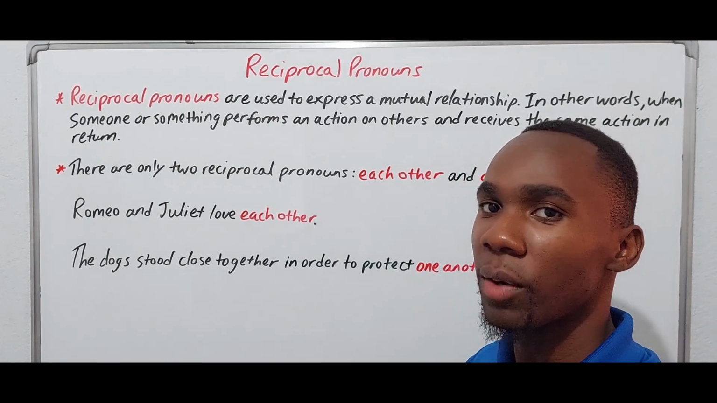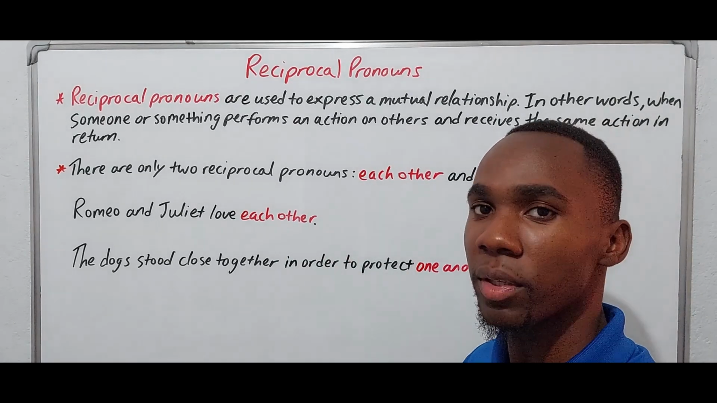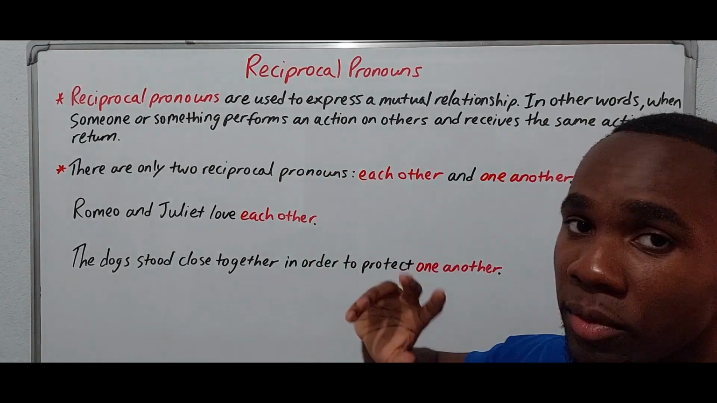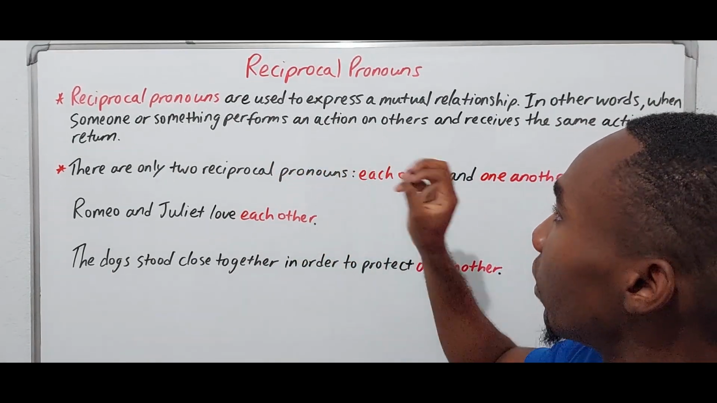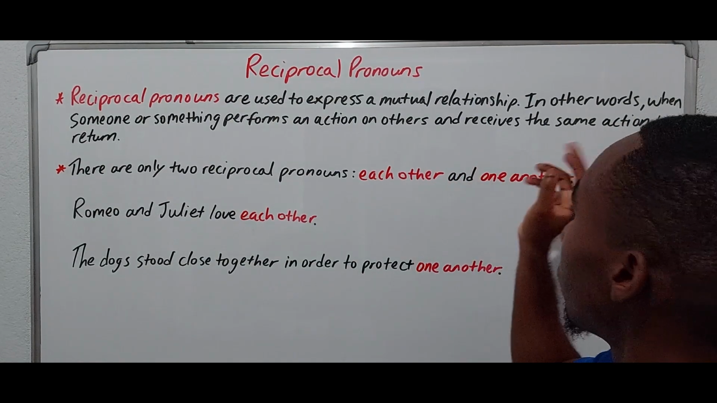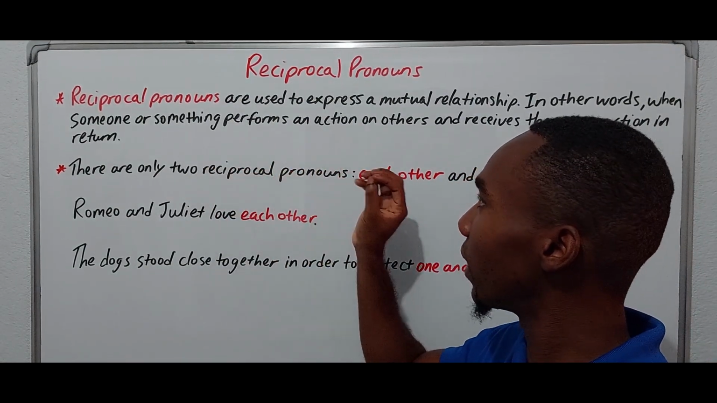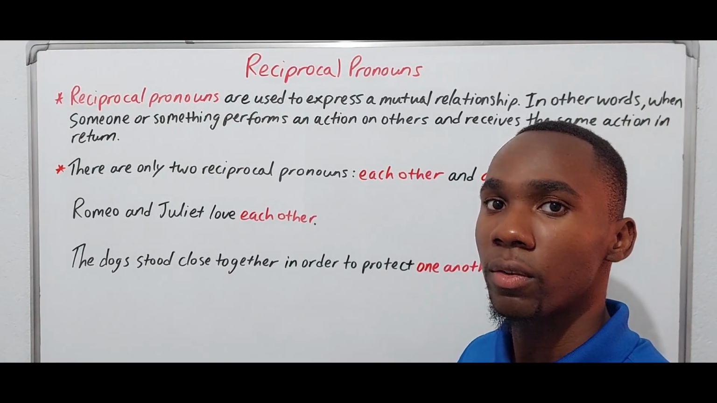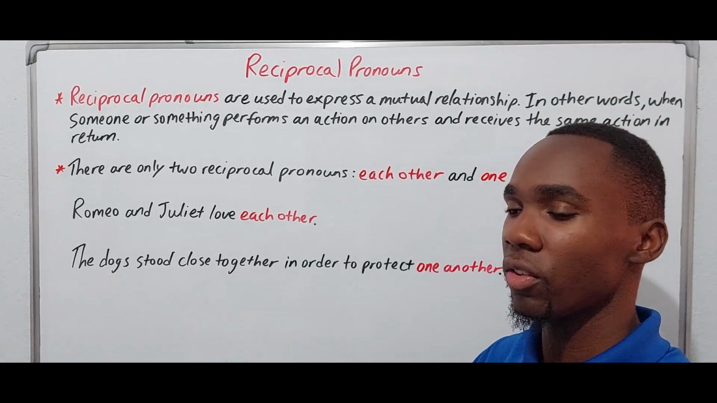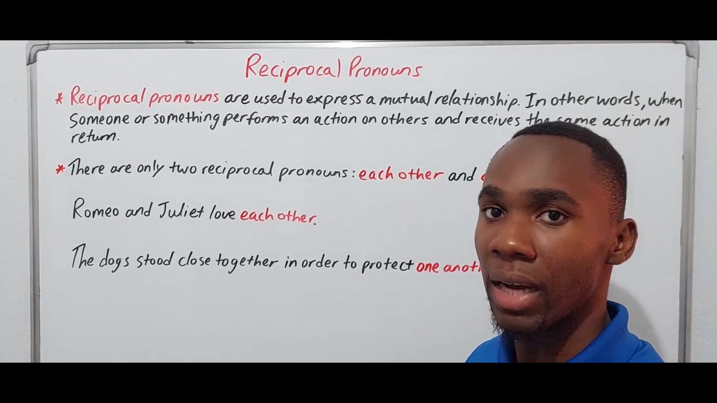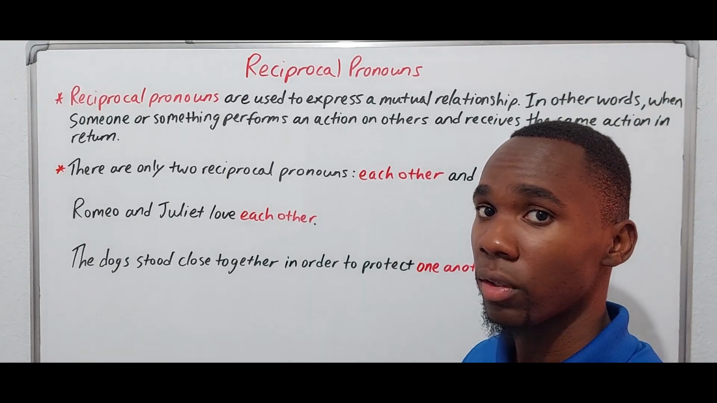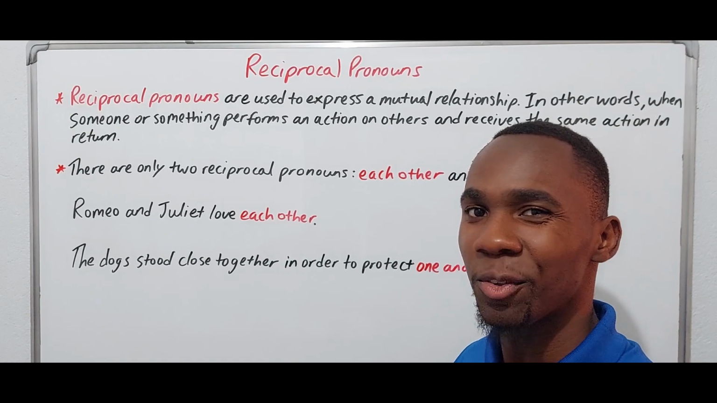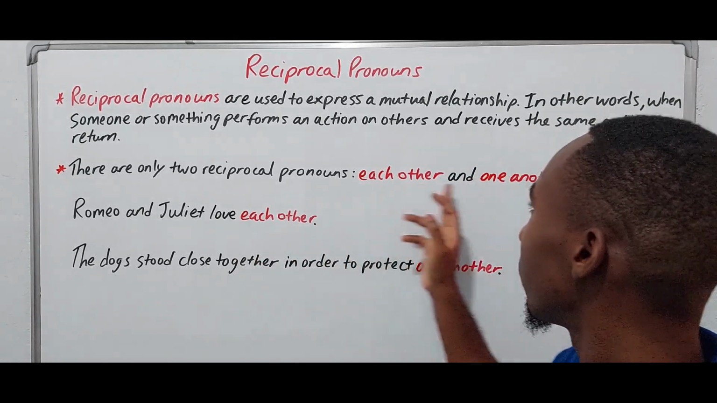And the final pronoun that we are going to look at is called a reciprocal pronoun. As the name suggests, reciprocal pronouns are used to express a mutual relationship. In other words, when someone or something performs an action on others and receives the same action in return. Right? So you perform an action on someone and you receive the same action. So that's why it's called a reciprocal pronoun. And thankfully there are only two. Each other and one another.